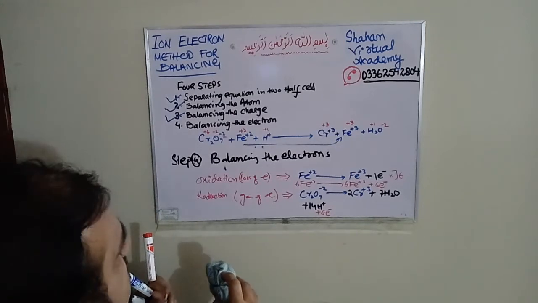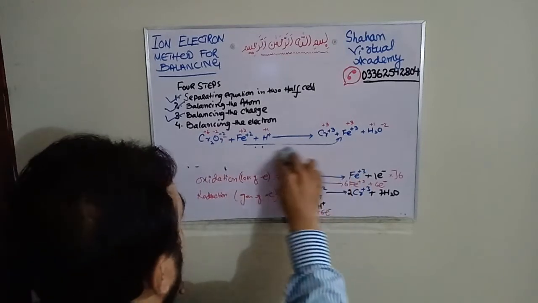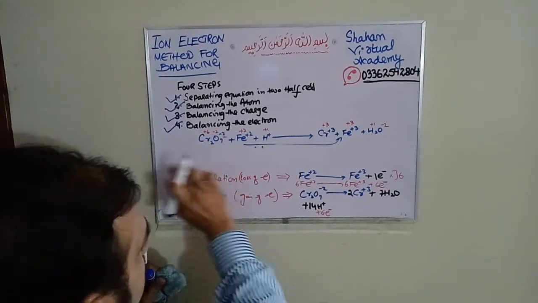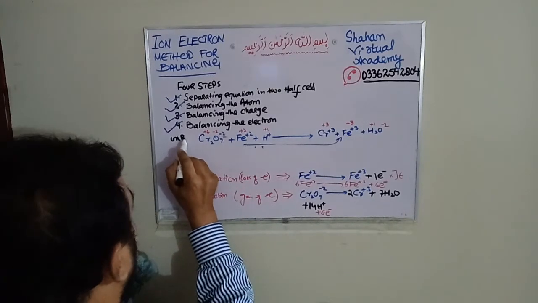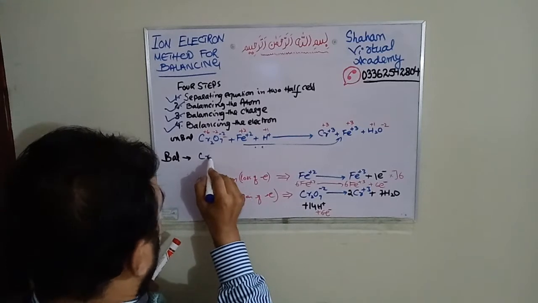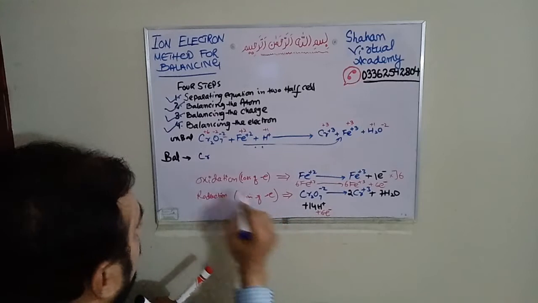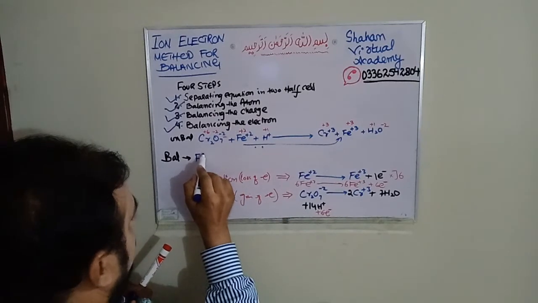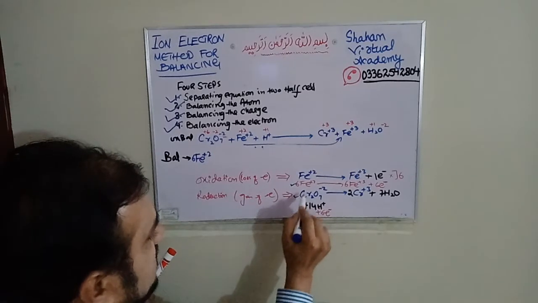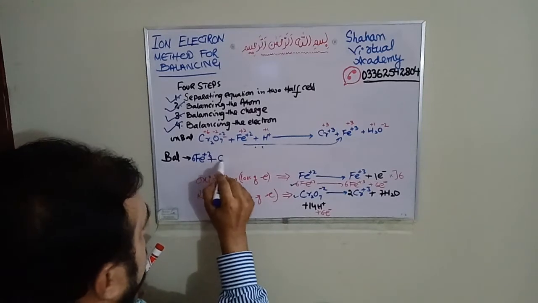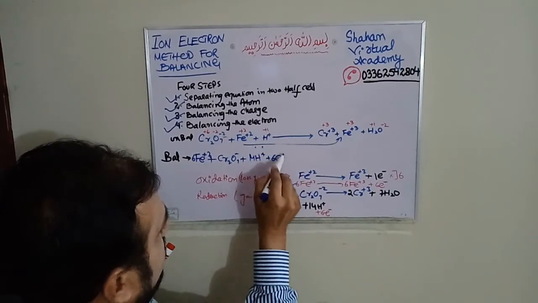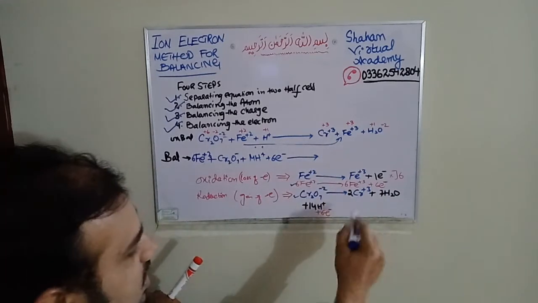Now we have done all the steps, up to the fourth step, and now we write the balanced equation. This was the unbalanced one, and now we write the balanced one. What is the balanced equation? We add up the oxidation and reduction half-reactions: 6Fe plus 2, added with the reactant Cr2O7 minus plus 14H plus 6 electrons, minus. All the things should be added.